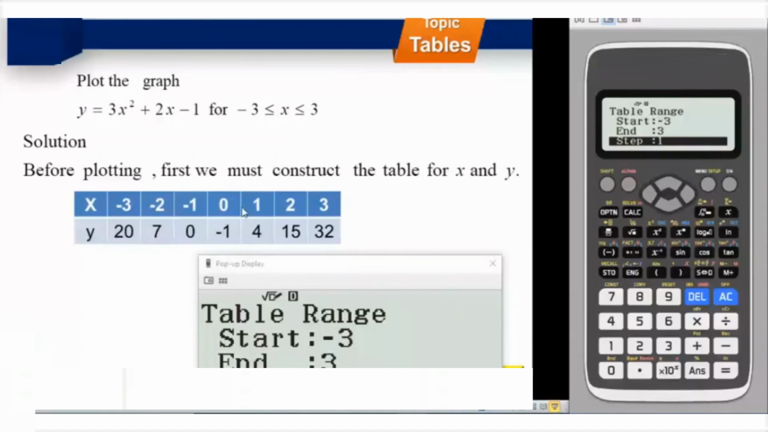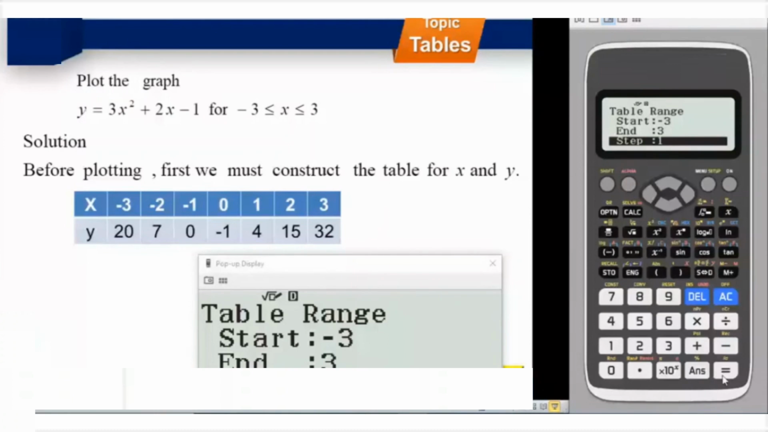There can be a difference of 0.5. There can be a difference of 2. There can be a difference of 5. It depends on what graph values are given in the question. So in this particular case, I just need a step of 1. So I will press equals to. Automatically the table is drawn for me.